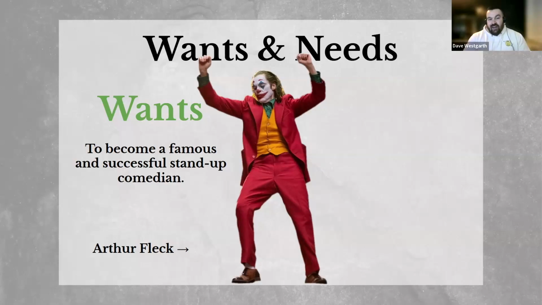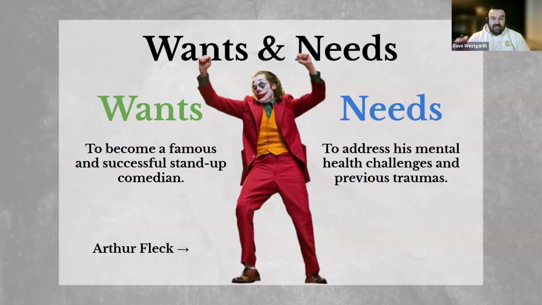His needs, on the other hand, are a bit antithetical to this. What he needs to do is address his mental health challenges and previous traumas. You might remember in the film he suffers from a little bit of a checkered past, a really traumatic childhood, and never really gets around to addressing the root cause of this. These needs are hidden to Arthur. He doesn't quite grapple with them in a conscious way, and these are universal to us all. This is something that we all need to do at some point or periodically throughout our lives. I hope that's a helpful illustration of what I mean by wants and needs and the differences there.